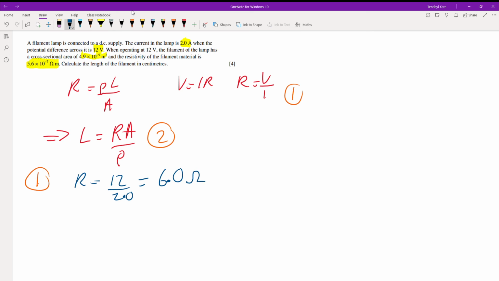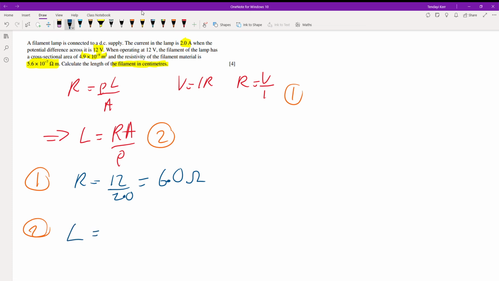Second bit, find the length. So we've got the resistance and we've rearranged the equation, so in this form, and then all we need to do is plug our values in. But the final bit is that it wants the value in centimeters. So we just need to make sure we put that in centimeters. If you leave it in meters, you'd lose a mark.